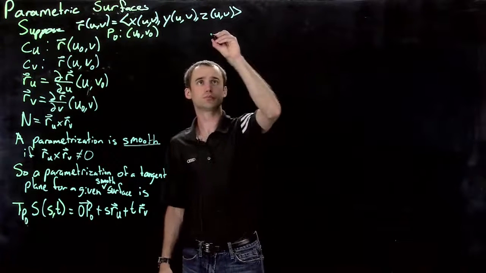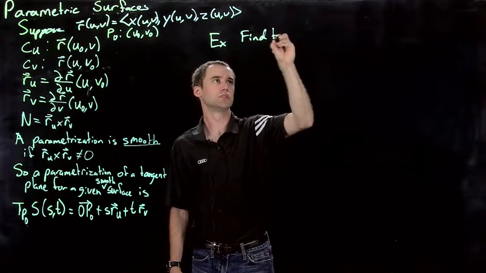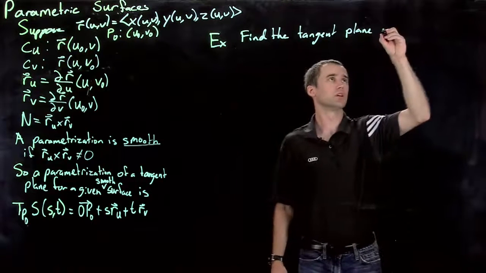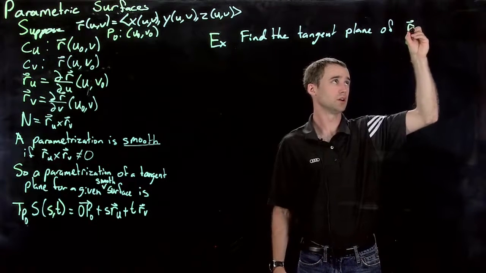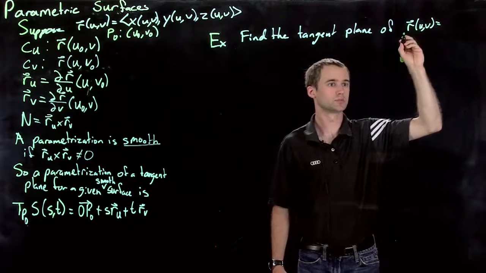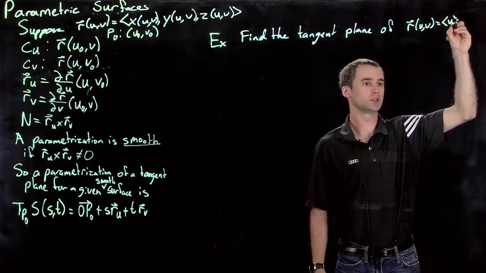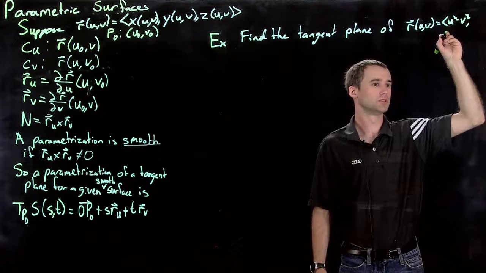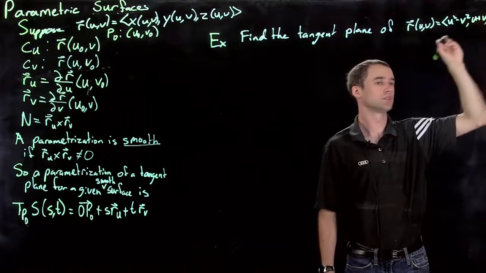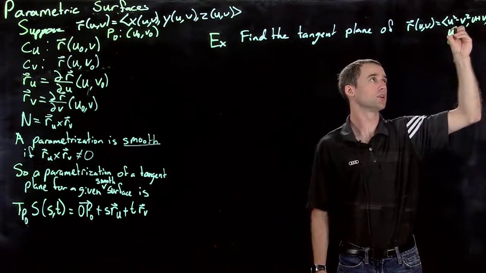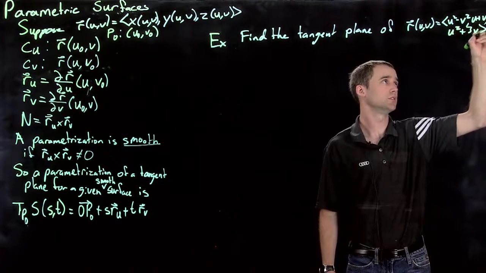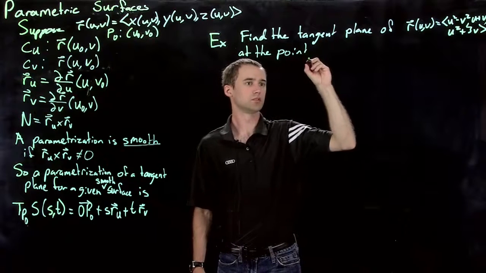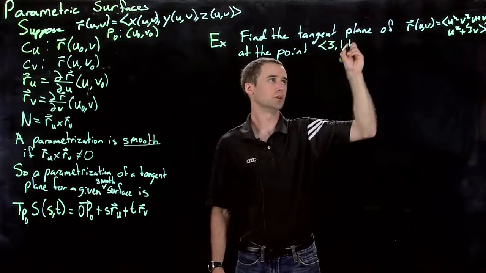Let's do an example. Find a tangent plane of r(u, v) equals (u squared minus v squared, u plus v, u squared plus 3v) at the point (3, 1, 1). I'm running out of room, Brian. Help. And I've run out of room.